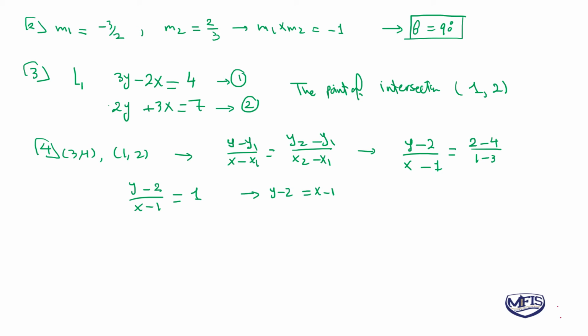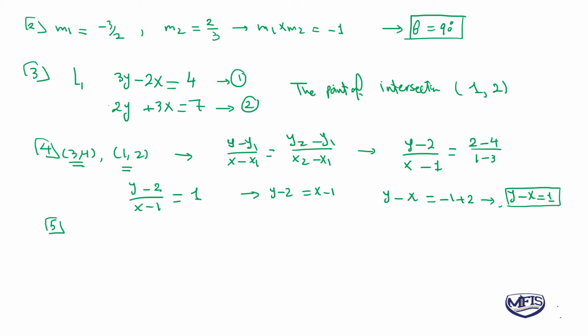So we can get x with y, so y minus x equals negative 1 plus 2. The simplest form will be y minus x equals 1. So this is the equation of the straight line passing through the point (3, 4) and the point of intersection (1, 2).